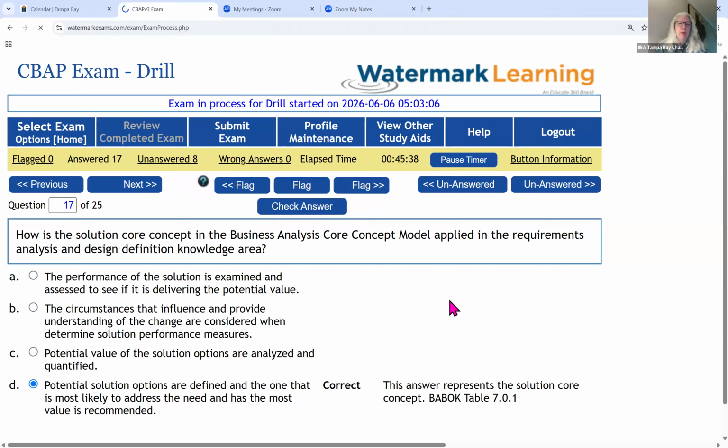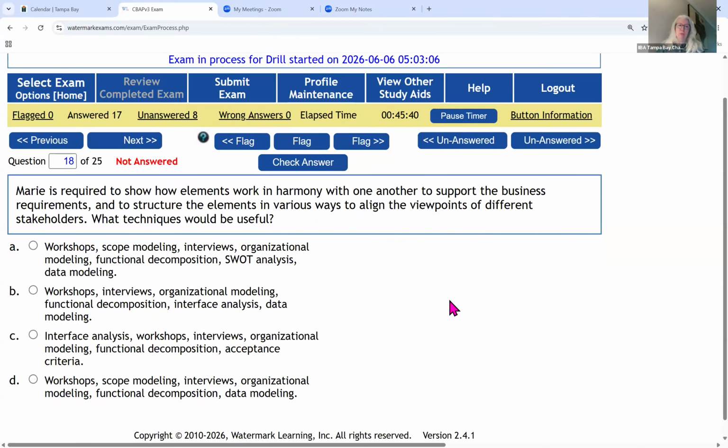Maria is required to show how elements work in harmony with one another to support the business requirements and to structure the elements in various ways to align to the viewpoints of different stakeholders. What technique would be useful? So she is in the task that's talking about views and viewpoints. Which task is that? It also is the task that shows how the elements work together to support the business requirements.